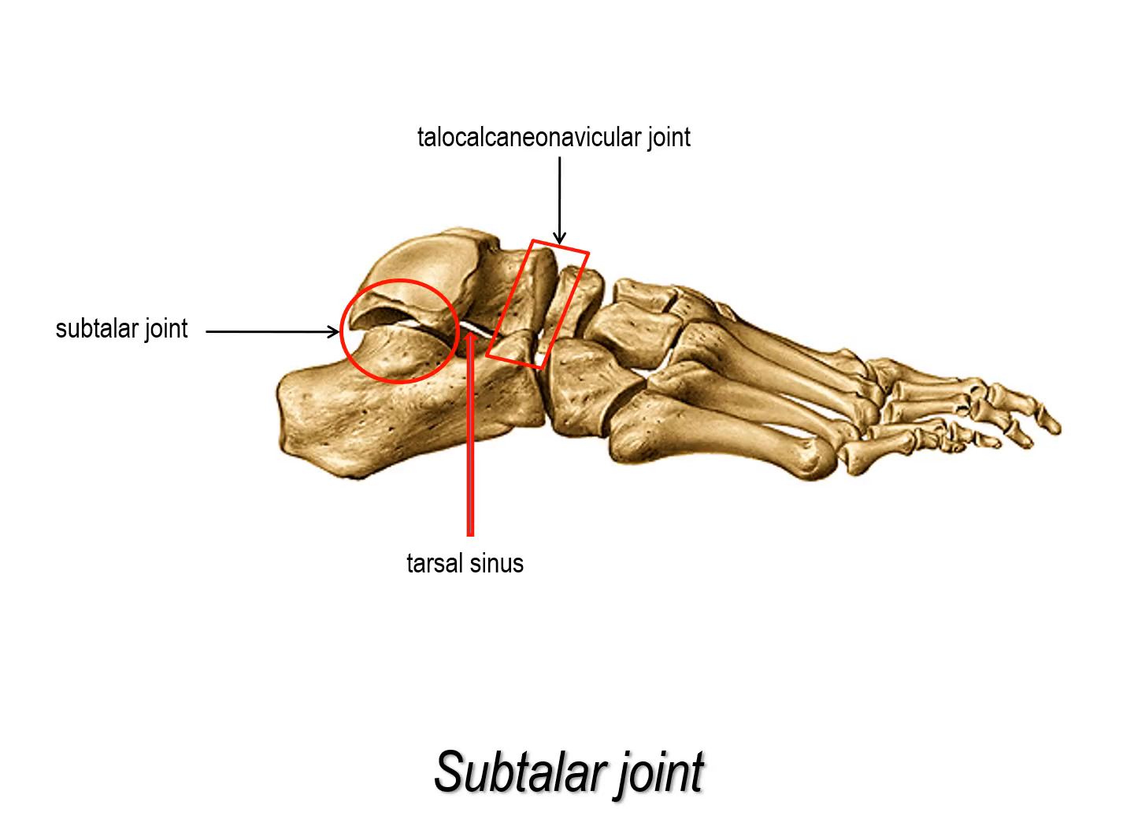There are two joints between the talus and calcaneus, or ankle and heel bone. Their names are posterior talocalcanean joint and anterior talocalcaneo-navicular joint. The posterior talocalcanean joint is named subtalar joint. Between the subtalar joint and talocalcaneo-navicular joint is present the tarsal sinus.